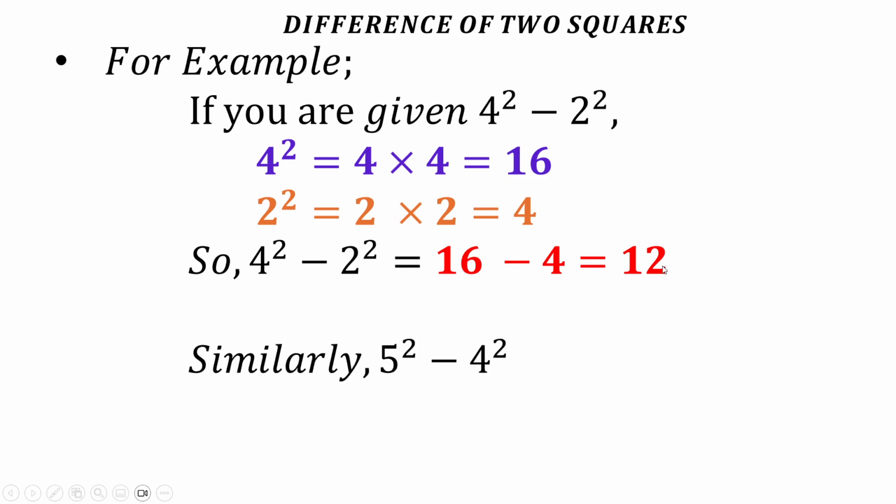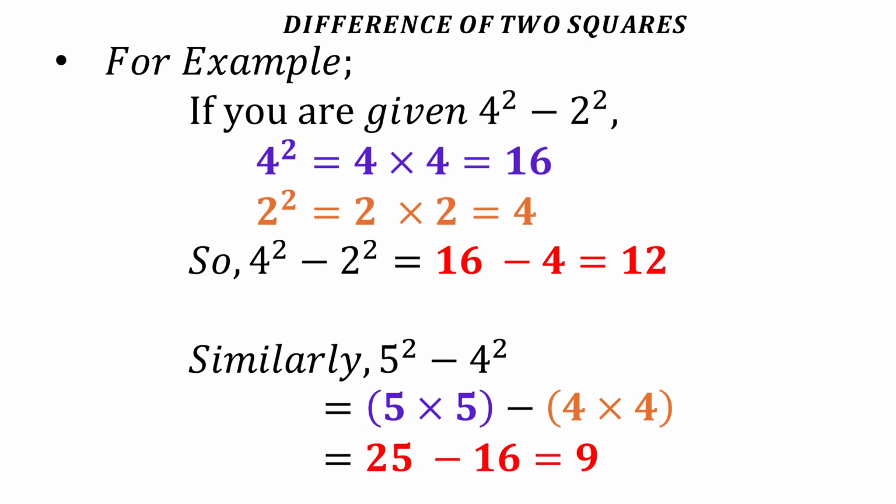Similarly, if we have 5 squared minus 4 squared, that is also pretty straightforward. 5 squared is the same thing as 5 times 5, and 4 squared is the same thing as 4 times 4, and we subtract. 5 times 5 is 25, 4 times 4 is 16, so we end up having 25 minus 16, and that's going to give us 9.